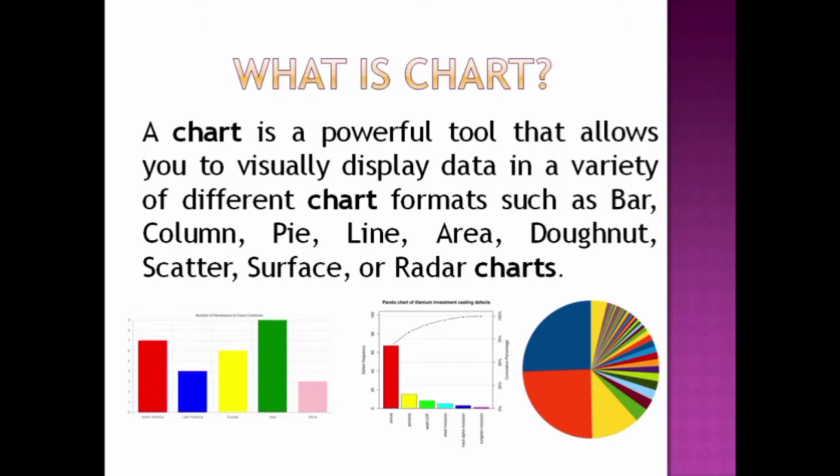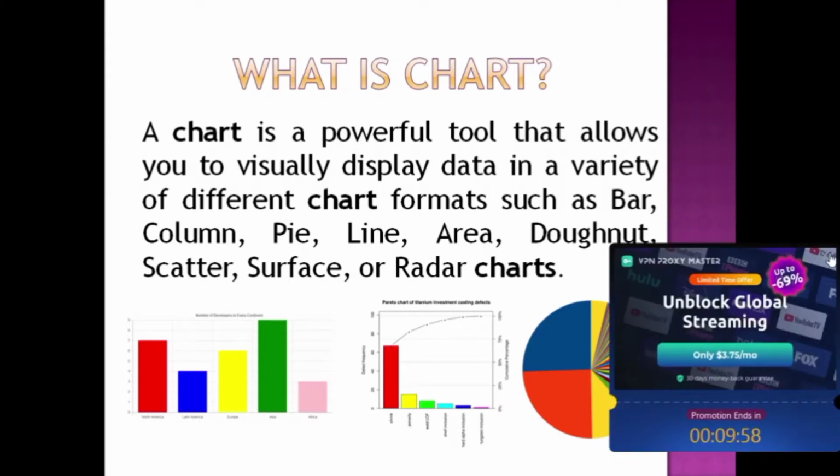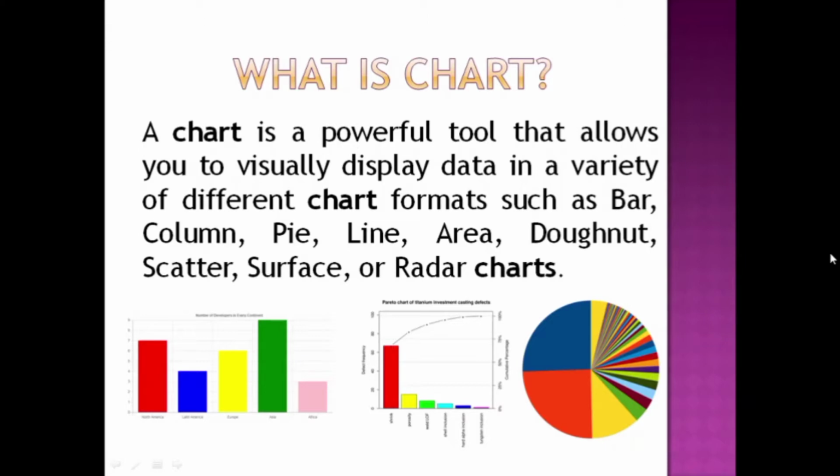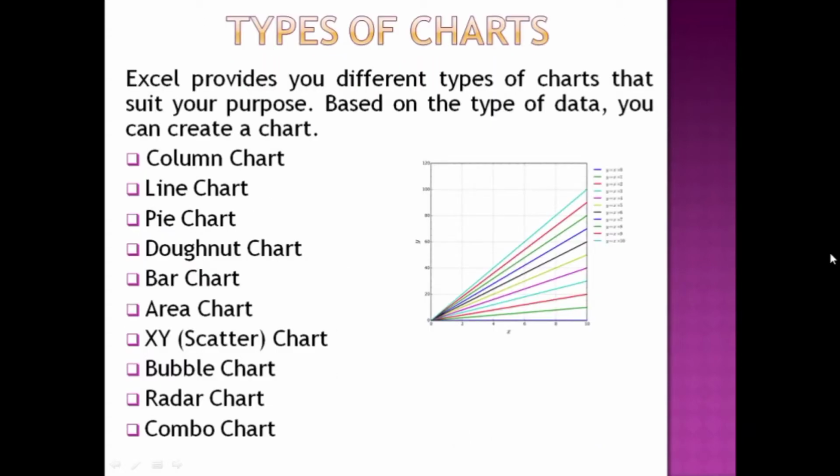So here in MS Excel we have a variety of charts that we can use to display our Excel data. They are bar chart, pie chart, line chart, column chart, area chart, donut chart, scatter, surface and the radar one. In our further slides we will learn about them one by one. Excel provides you different types of charts that suit your purpose. Means we can select the chart according to our purpose, based on the type of data.